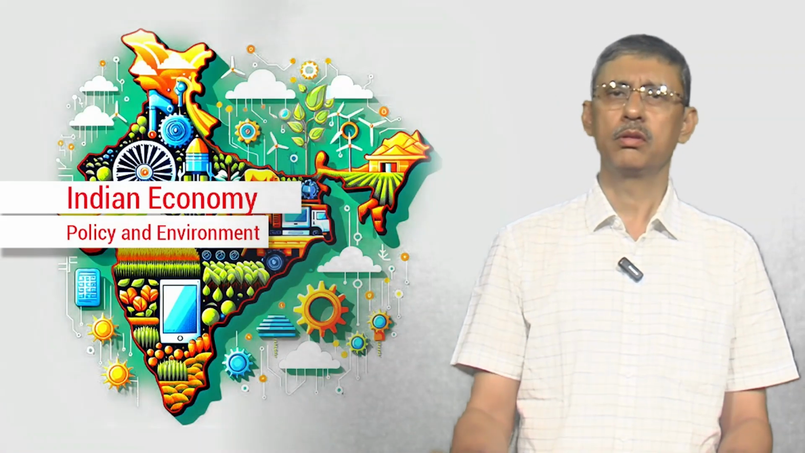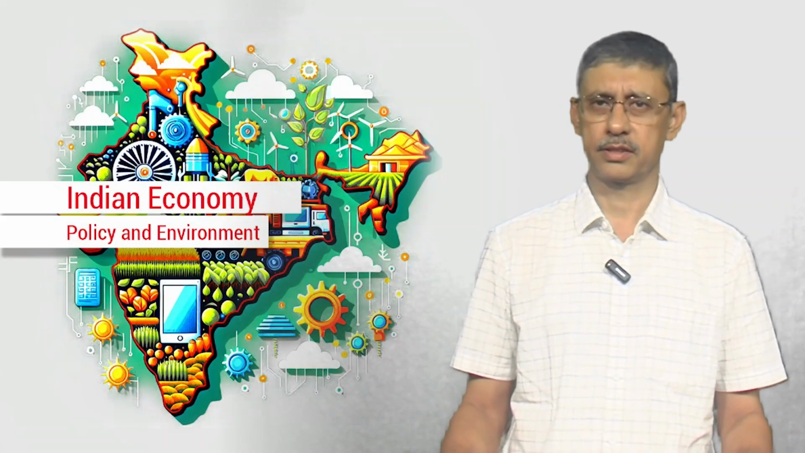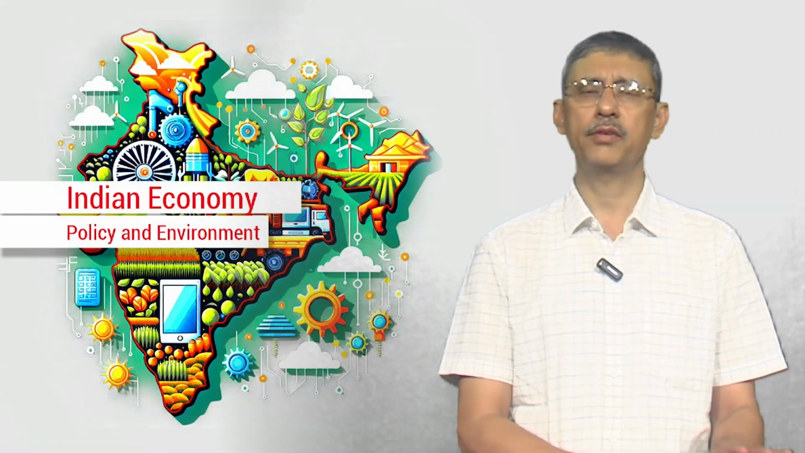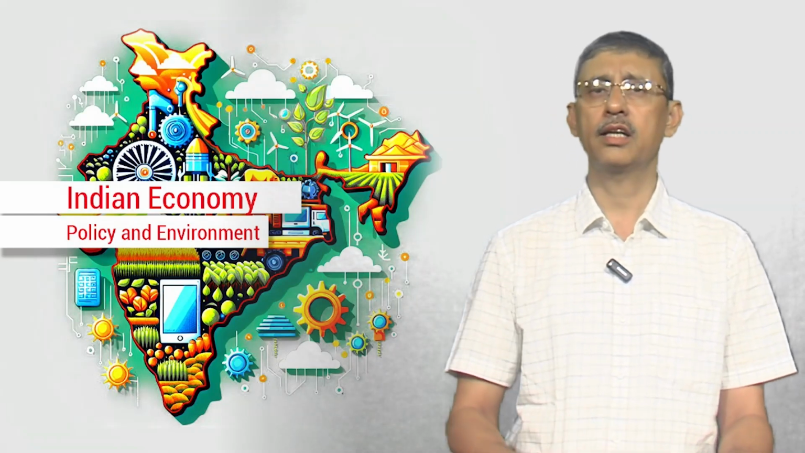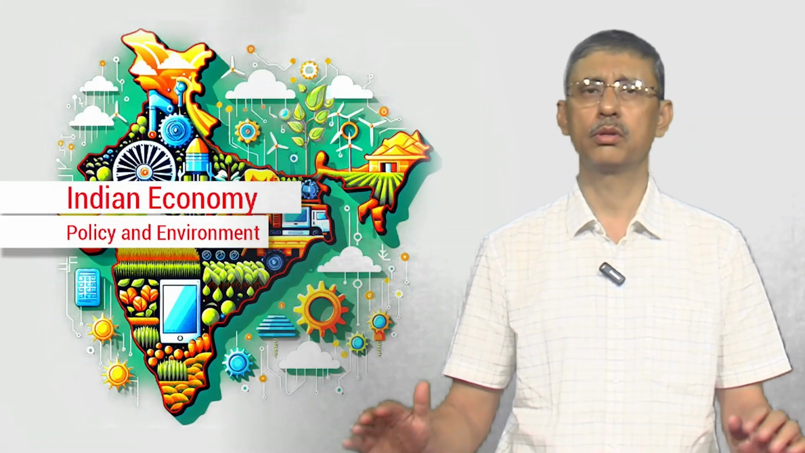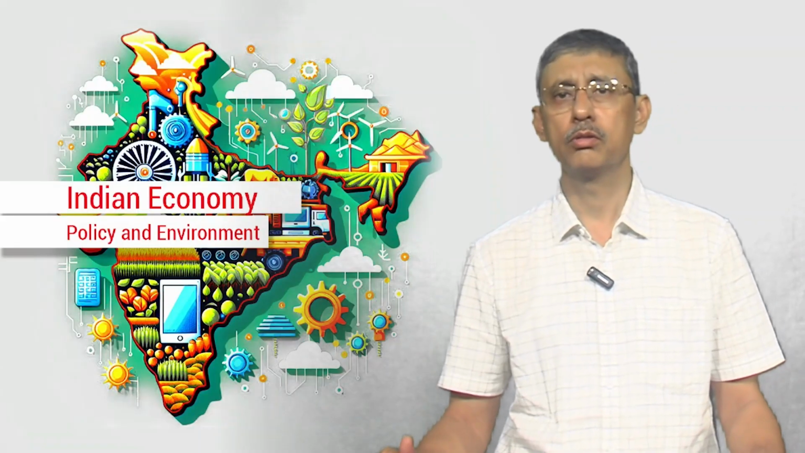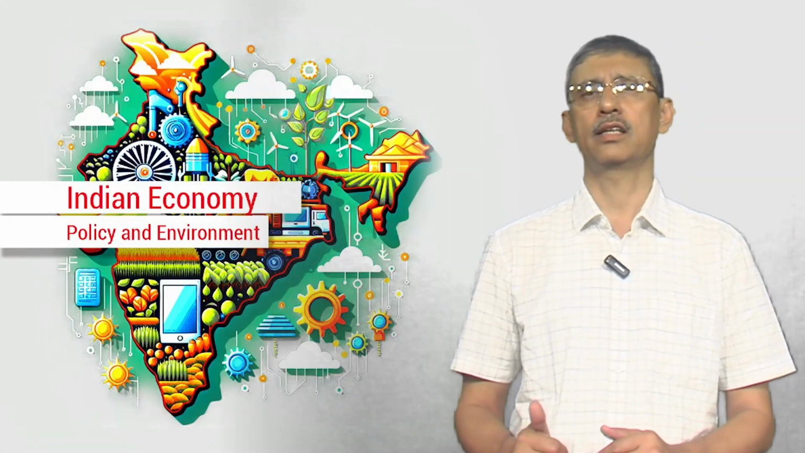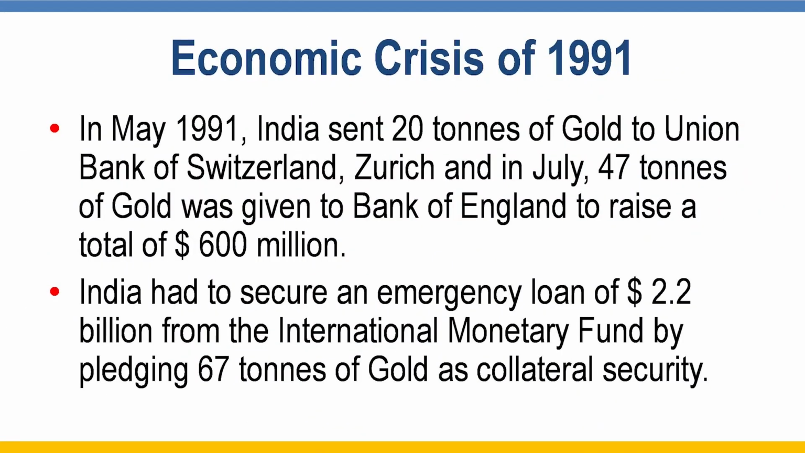Now, because of these twin crises, that internally you have a huge fiscal deficit, which is very difficult to manage, and externally you have a huge BOP deficit, which is also not possible to meet, those twin deficits led to a crisis in the economic condition of India in 1991. In May 1991, India sent 20 tons of gold to Union Bank of Switzerland.